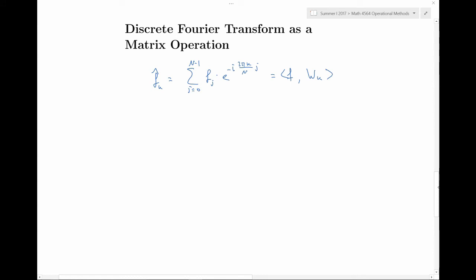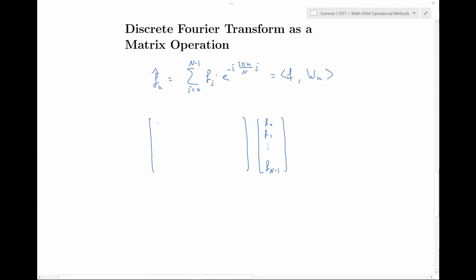But let's look at it from a different perspective. We can see it as a vector fj being multiplied by a bunch of numbers. So I can view the vector f as a column vector, and then take all of those numbers, e to the minus i 2 pi k j over n, and write them as a bunch of rows.